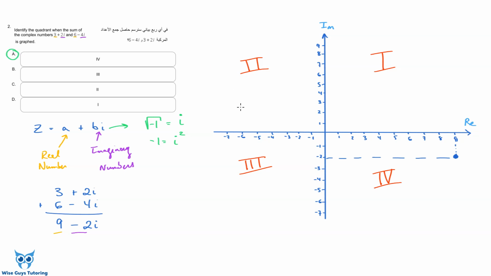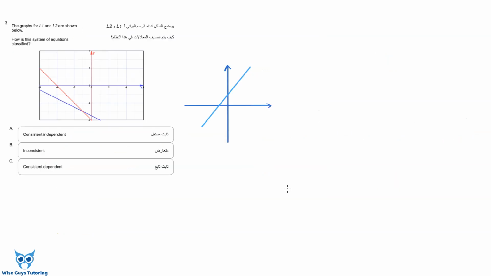All right, let's move on to number 3. Let's do question number 3. The graphs for L1 and L2 are shown below. How is the system of equations classified? Our choices are consistent independent, inconsistent, and consistent dependent. So what we'll do first is discuss what each one of those is.